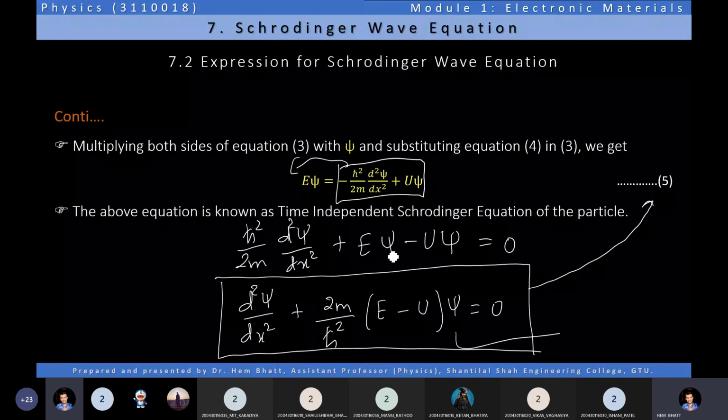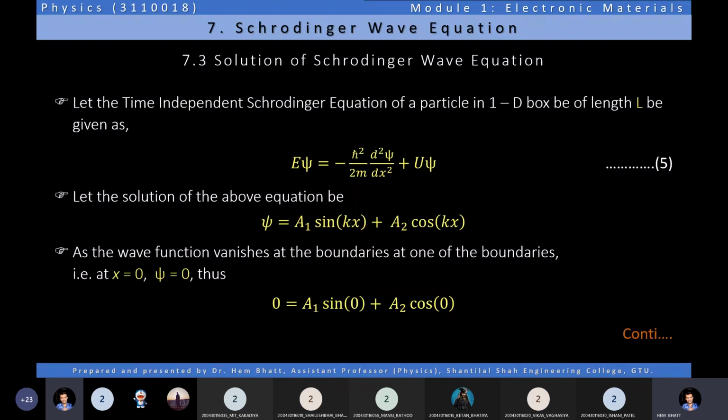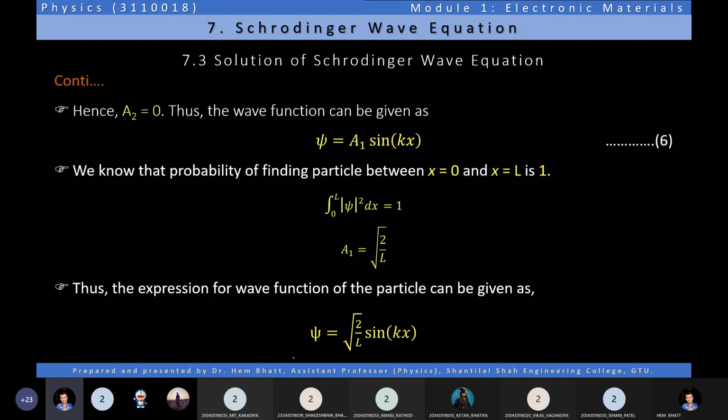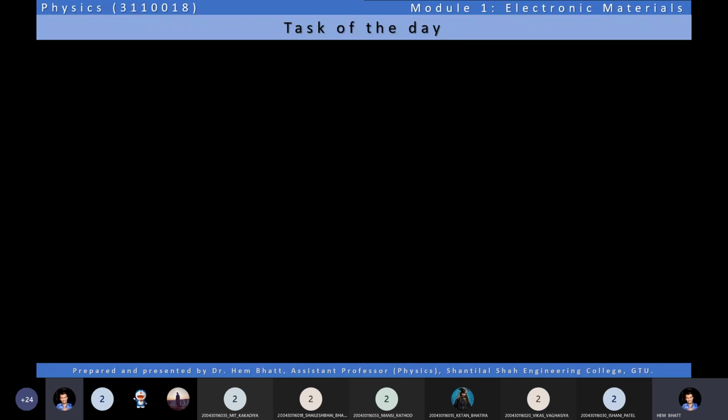After that we had derived solution of psi, value of psi for which this condition is satisfied, and value of psi which if you substitute in this equation, answer will be 0. So we had derived psi is equal to root 2 by L sine of kx, which is solution of Schrodinger wave equation. So this is what we have done so far. And now if you have any doubt, you can ask. If you have no doubt, we will go to today's topic.